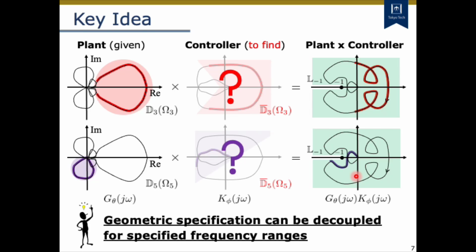Please note that these green domains do not include the half-line L-1, so the Nyquist curve of the plant times controller does not encircle the point -1. As we can see here, the problem of finding a geometric controller specification can be formulated as the problem of finding a set of controller domains, shown here, that is compatible with the set of given plant domains, shown here.